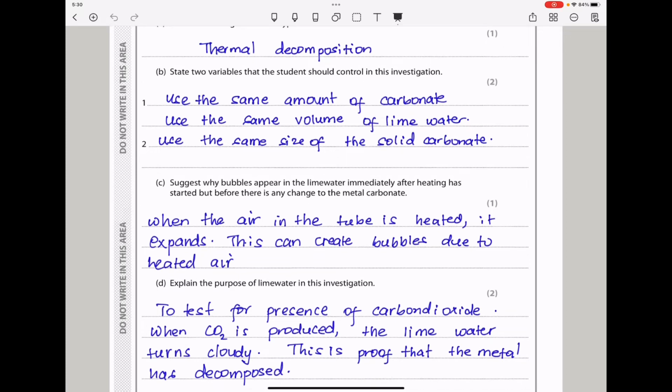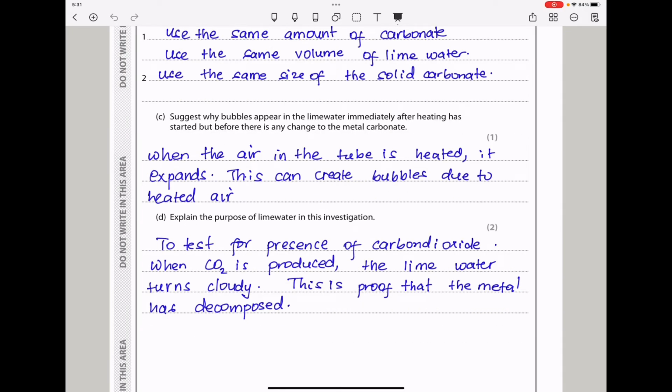Next, I say, explain the purpose of lime water in this investigation. We know that lime water is used to test for presence of carbon dioxide. So I say to test for presence of carbon dioxide. When carbon dioxide is produced, the lime water turns cloudy, and this is proof that the metal carbonate has decomposed.